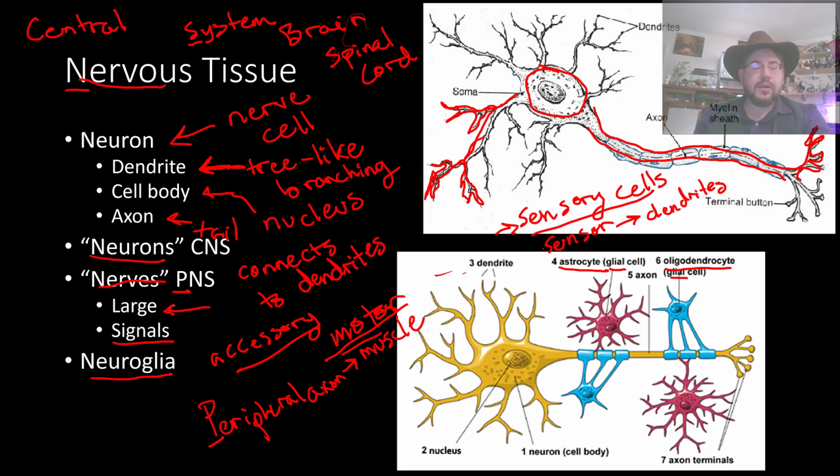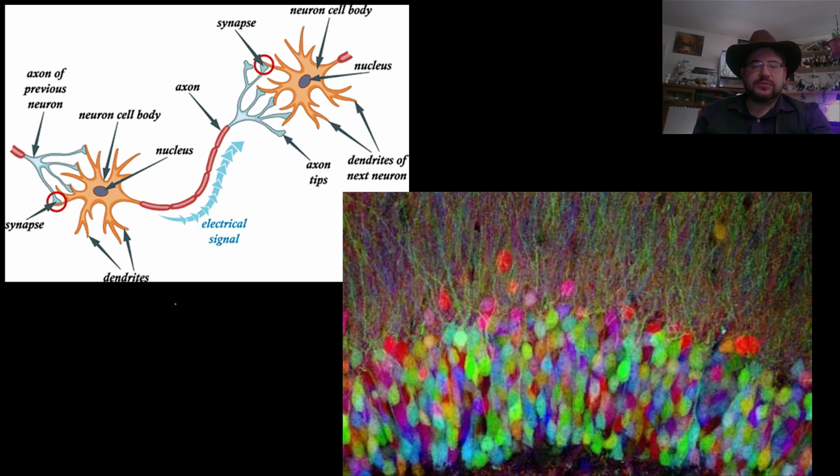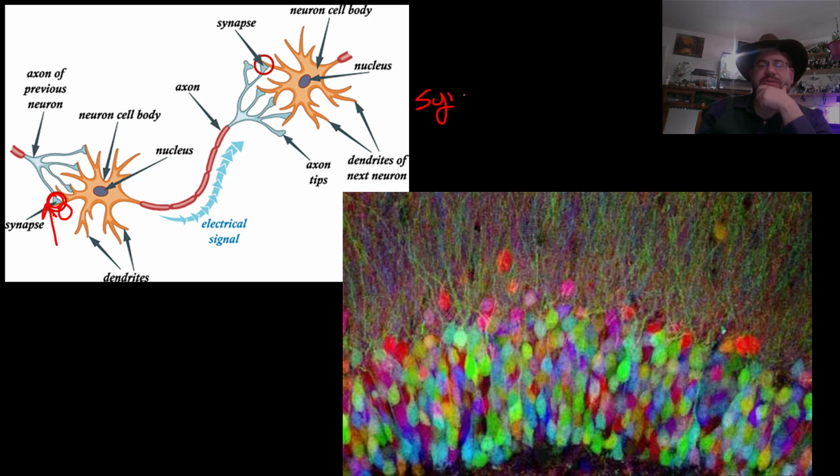So, don't need to go into all those functions. Anyway, here's a nice picture of the connection between an axon and a dendrite, and where they connect, we call that a synapse. When a dendrite and an axon connect, we call it a synapse.